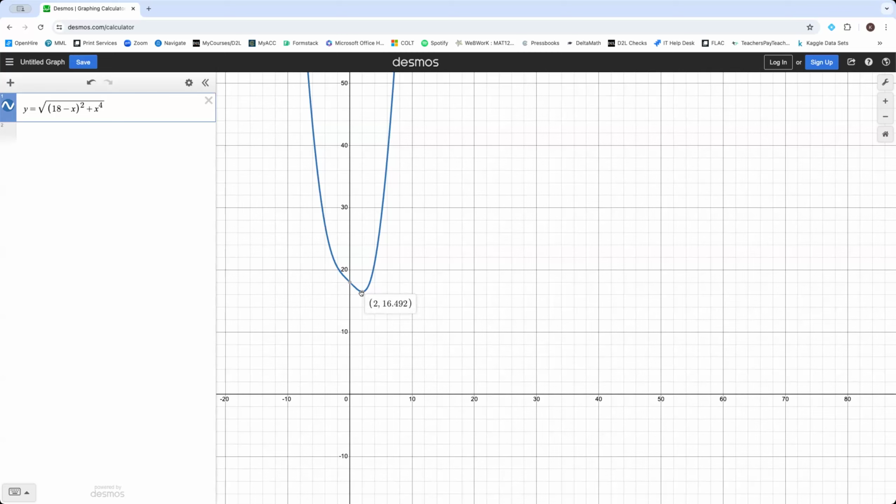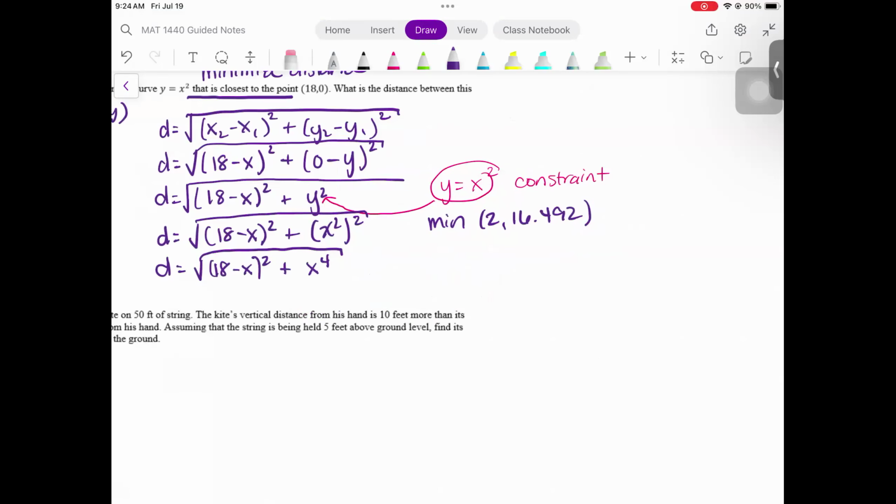(2, 16.492). So if we think about what this represents, the x coordinate is in fact x, but that y coordinate is our distance.